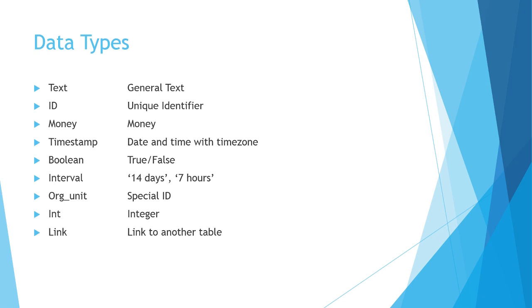Int is for integer, which is simply a number. Links are special, and they indicate that there is a link to another table present. We will learn more about links a little bit later on when we're actually building a report.